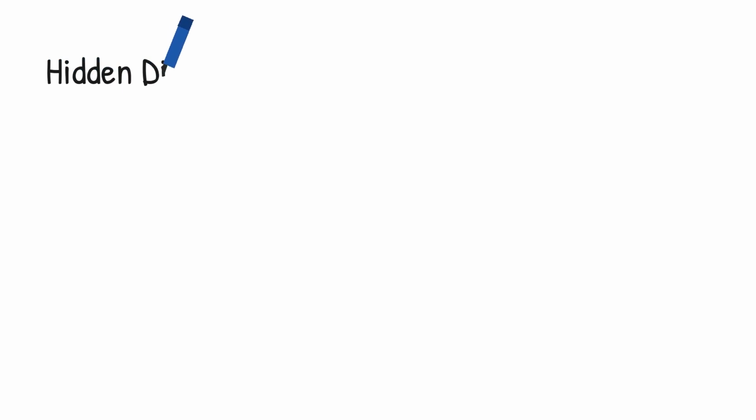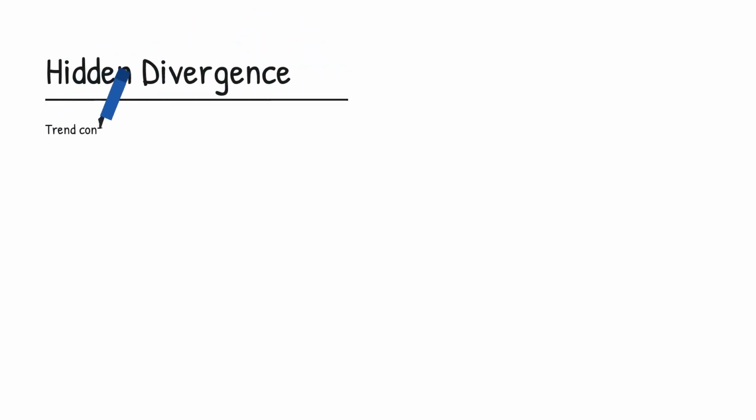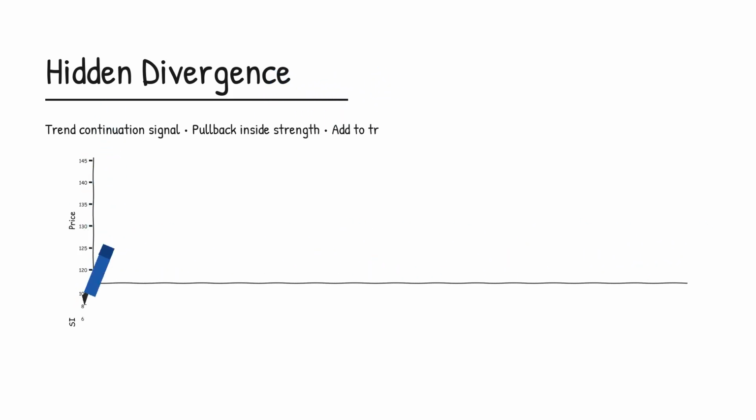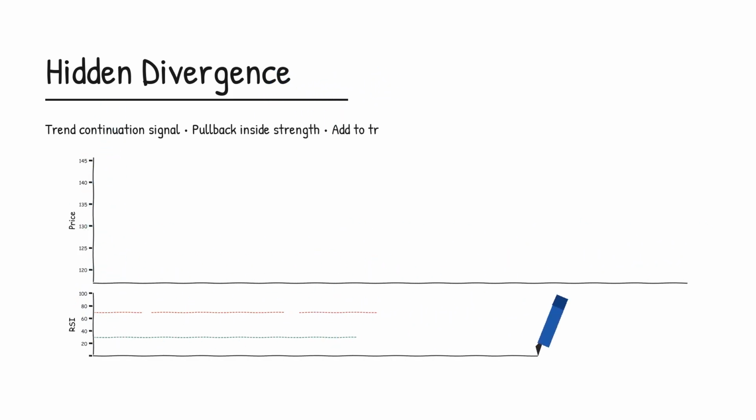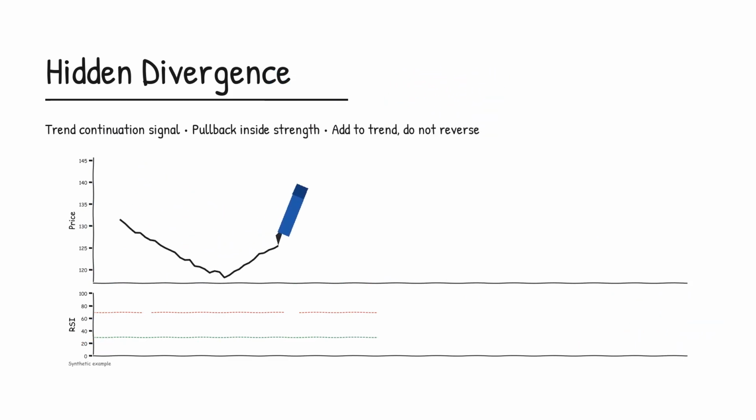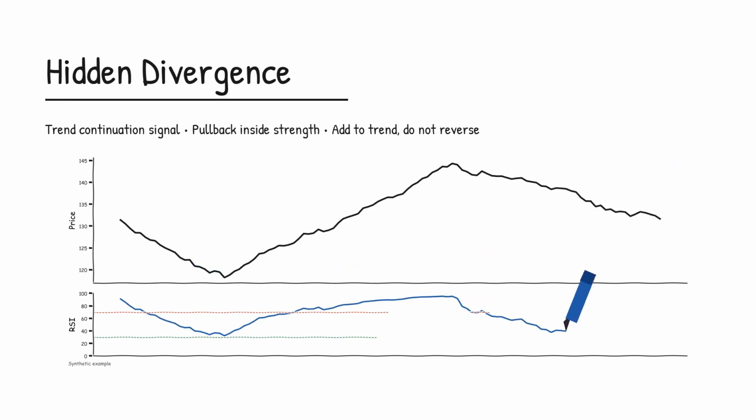Most traders miss this one. Hidden divergence is a continuation signal. In an uptrend, price makes a higher low, but RSI makes a lower low. That dip in momentum is just a pullback inside a strong trend, and it often marks a high-quality entry. In a downtrend, price makes a lower high while RSI makes a higher high. Use hidden divergence to add to existing trend positions, not to call reversals.